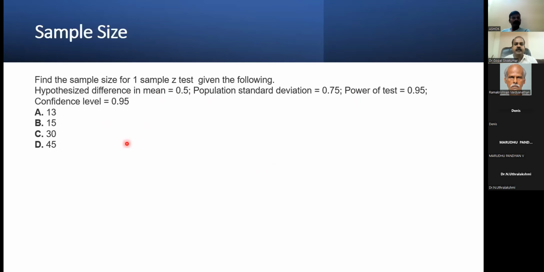Simple. Now, this is a little tricky question. Find the sample size for a one sample Z test. The hypothesized difference in the mean is 0.5. The population standard deviation, what is the symbol for population standard deviation? Sigma. Mu is mean and sigma is standard deviation. Sigma is 0.75. Power of the test is 0.95. Confidence level is 0.95. To fulfill this condition, how many samples are required?